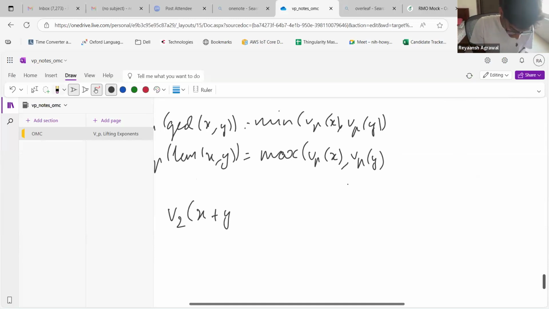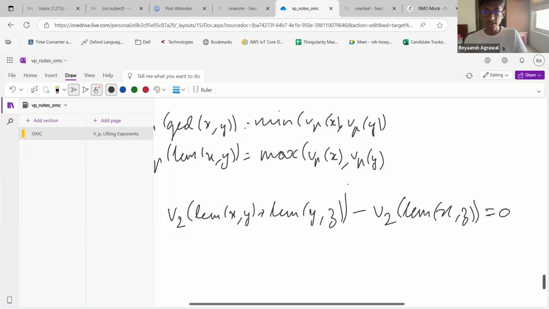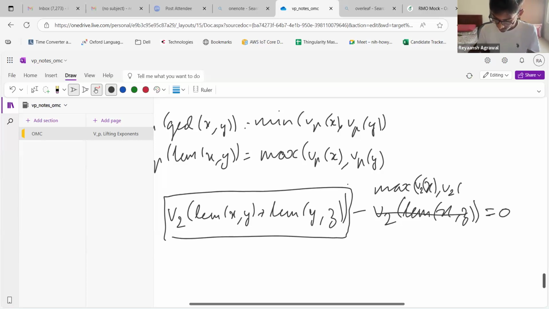Oh my god, never mind. Yeah, v2 of LCM of x comma y plus LCM of y comma z, sorry, minus v2 of LCM of x comma z is equal to 0, right? Now what is this equal to? I know this is equal to max of v2 of x comma v2 of z. What would this be? Someone?